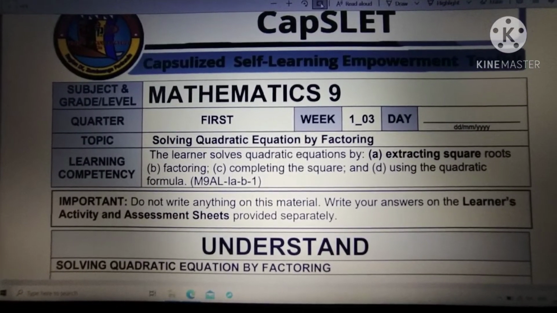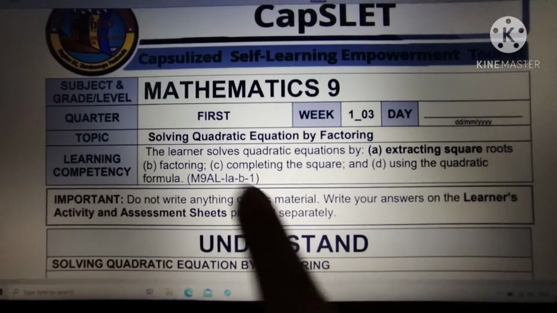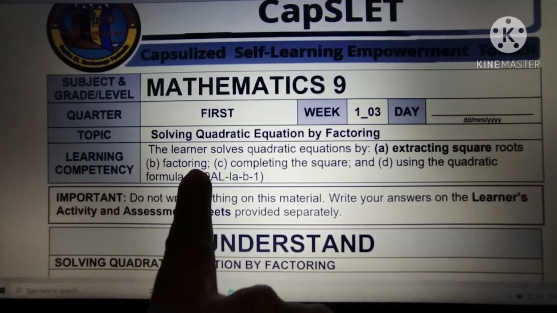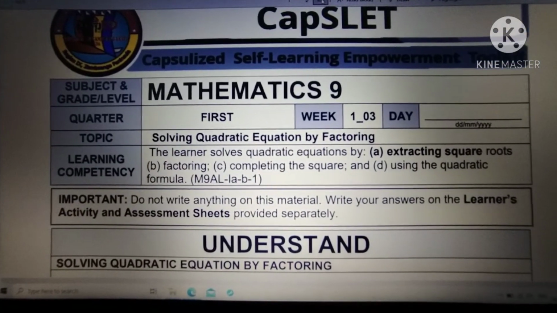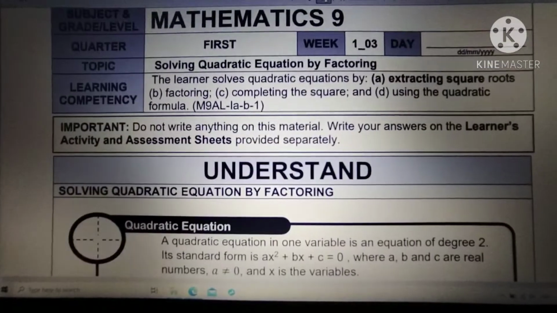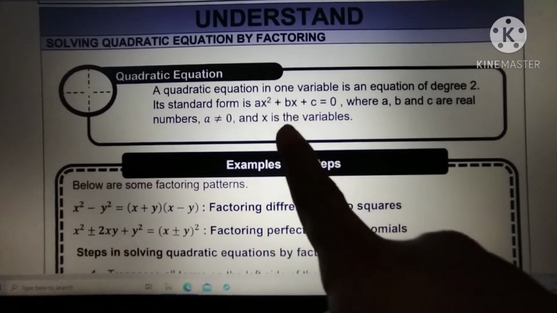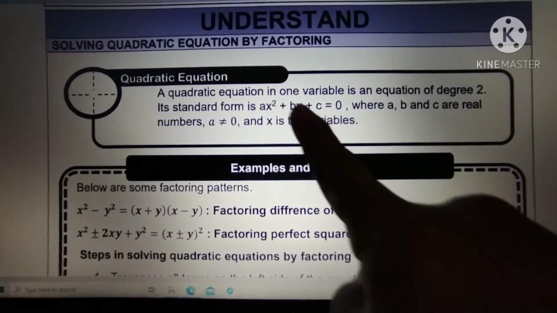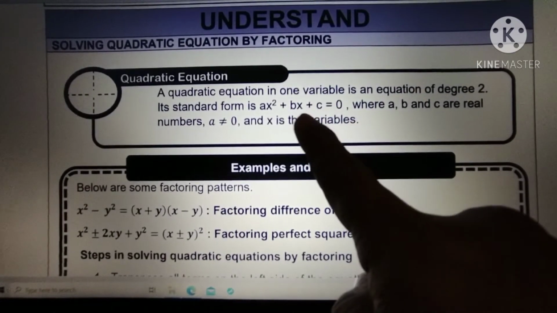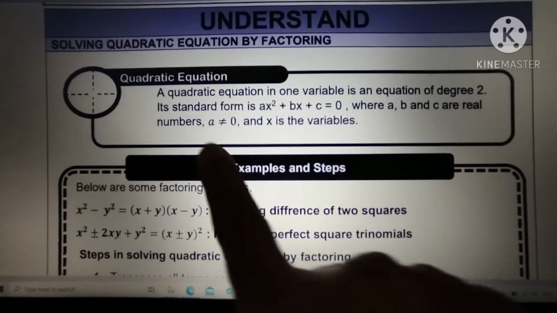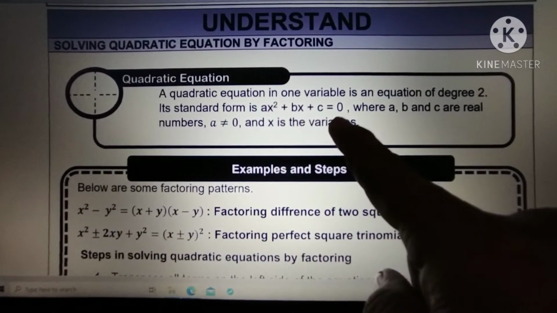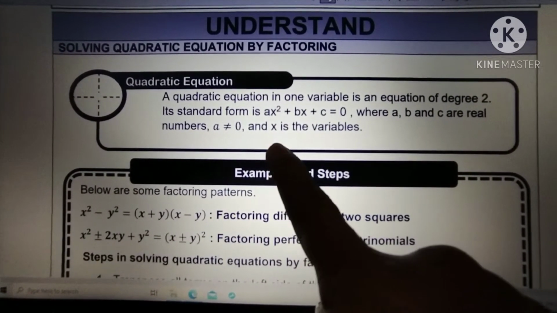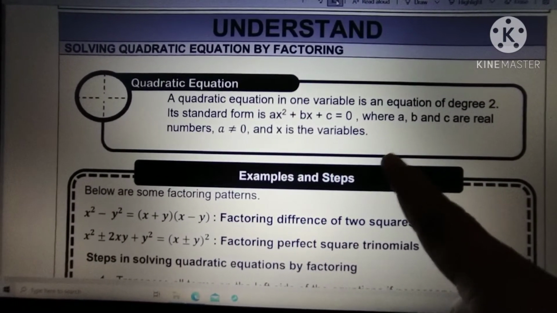We're going to discuss quarter 1, week 1, lesson 3, that is solving quadratic equations by factoring. Our competency is that the learner solves quadratic equations by factoring. The definition of a quadratic equation in one variable is an equation of degree 2, with only one variable like x, written in the form ax squared plus bx plus c equals 0, where a, b, and c are real numbers, and a is not equal to 0. Therefore, it is a quadratic equation.